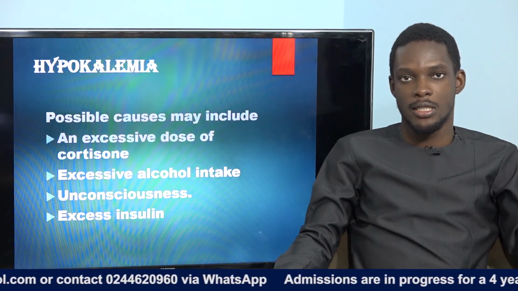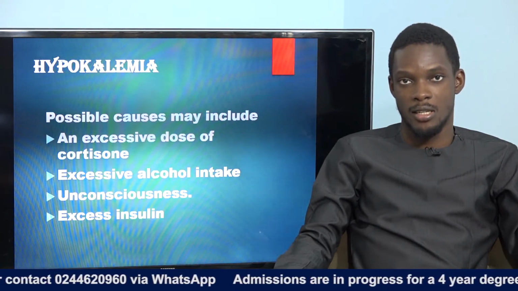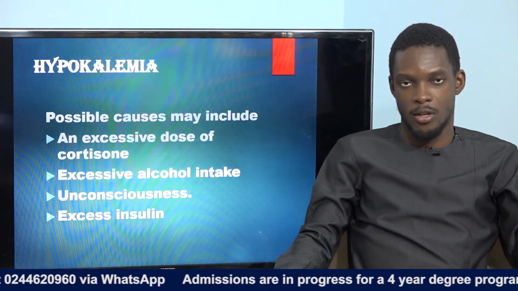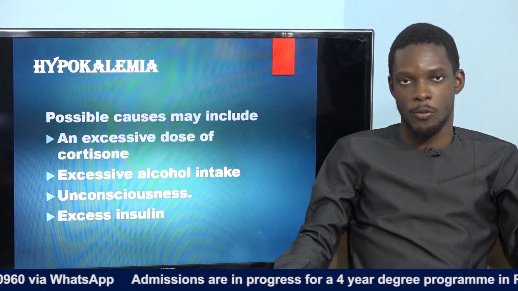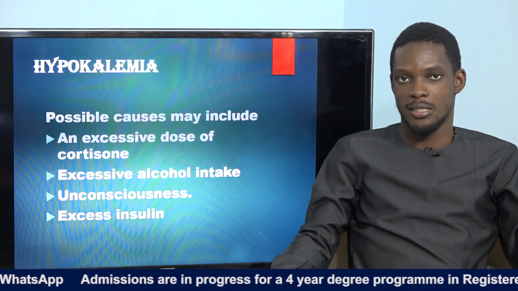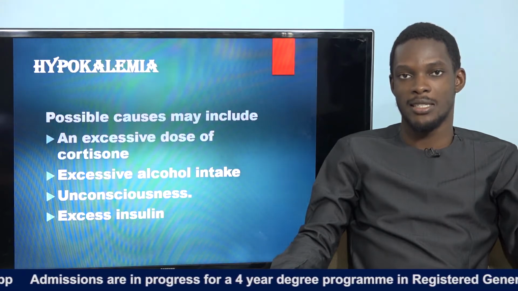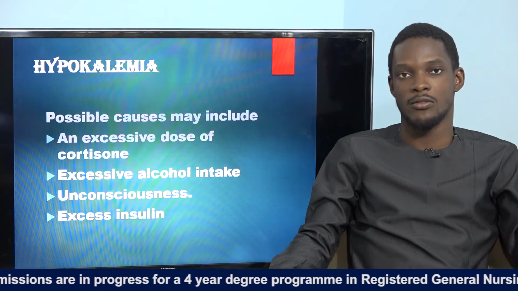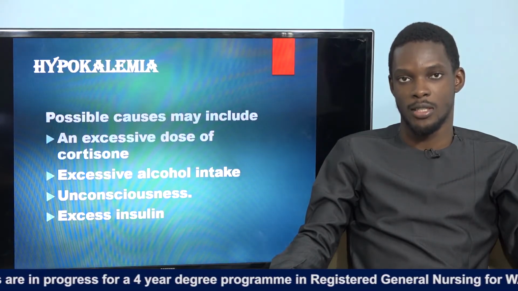Excessive insulin intake or diabetes may also result in hypokalemia. Although insulin is chiefly responsible for putting potassium back into cells, where there is excess, the body has to balance itself. And the body balancing itself means that potassium may easily leak out of the cell and be excreted as a result of excess insulin.